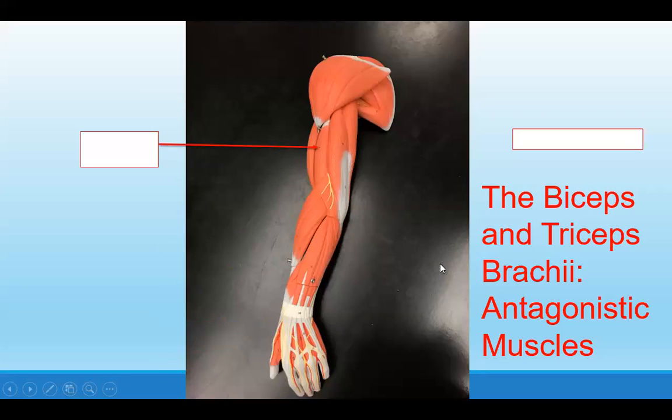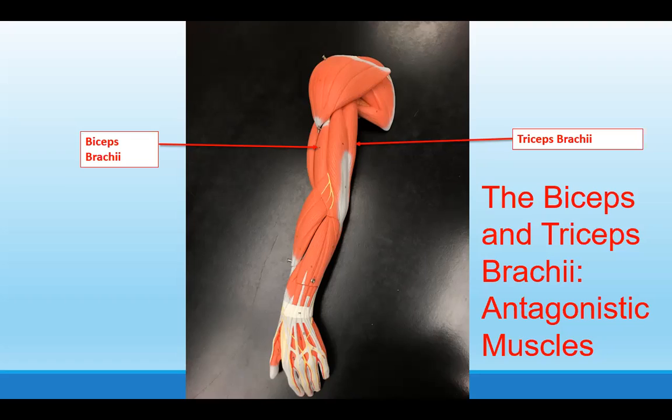Now here we have a term, antagonistic muscles. The biceps and the triceps work against each other. They have opposite actions. The biceps is on the superior surface. The triceps is on the inferior surface. There's the biceps brachii. Underneath it, over here, is the triceps brachii. They're antagonistic. They work against each other.